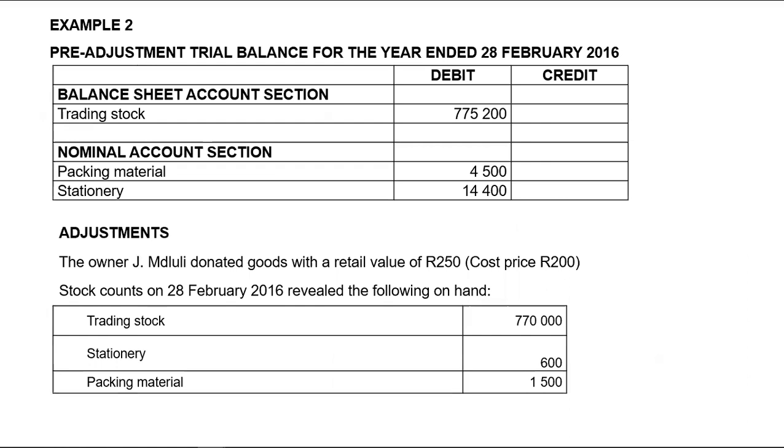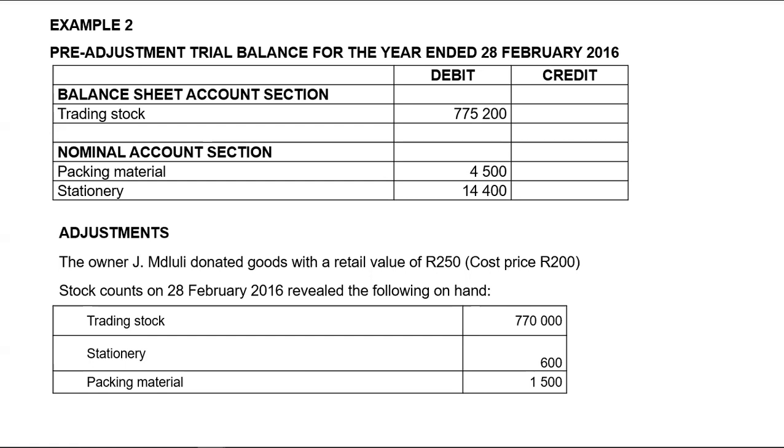And then it says stationery. Remember, this is what was revealed from the stock count, and this is what we have on hand. So at the moment, our stationery on hand is sitting at 600. How do we record that? We are going to take that 600 and reduce the stationery that we have in the trial balance by 600.